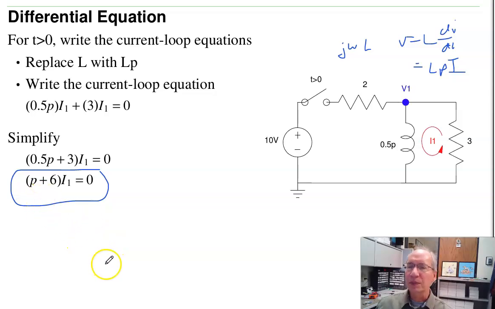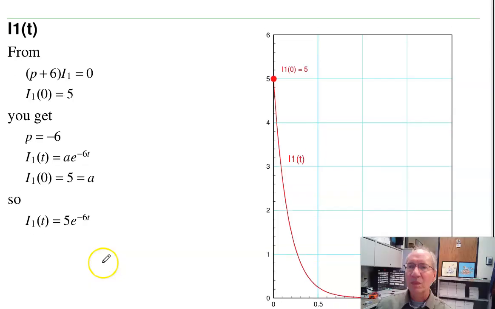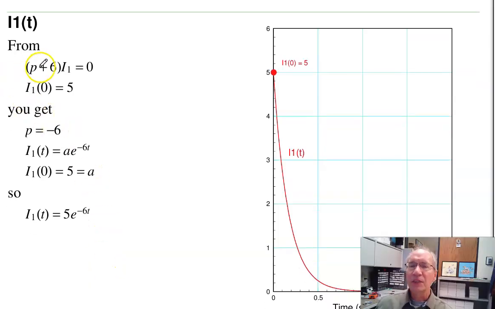where P means derivative. So from that, I've got the differential equation that describes the circuit. I have the initial condition. I can solve. I know from the differential equation, P is minus 6. So the solution is in the form of A e to the minus 6t. Again, P operator assumes everything's in the form of e to the pt. So P is minus 6. This decays e to the minus 6t. Plug in the initial condition, and I get I1 of t, 5 e to the minus 6t.